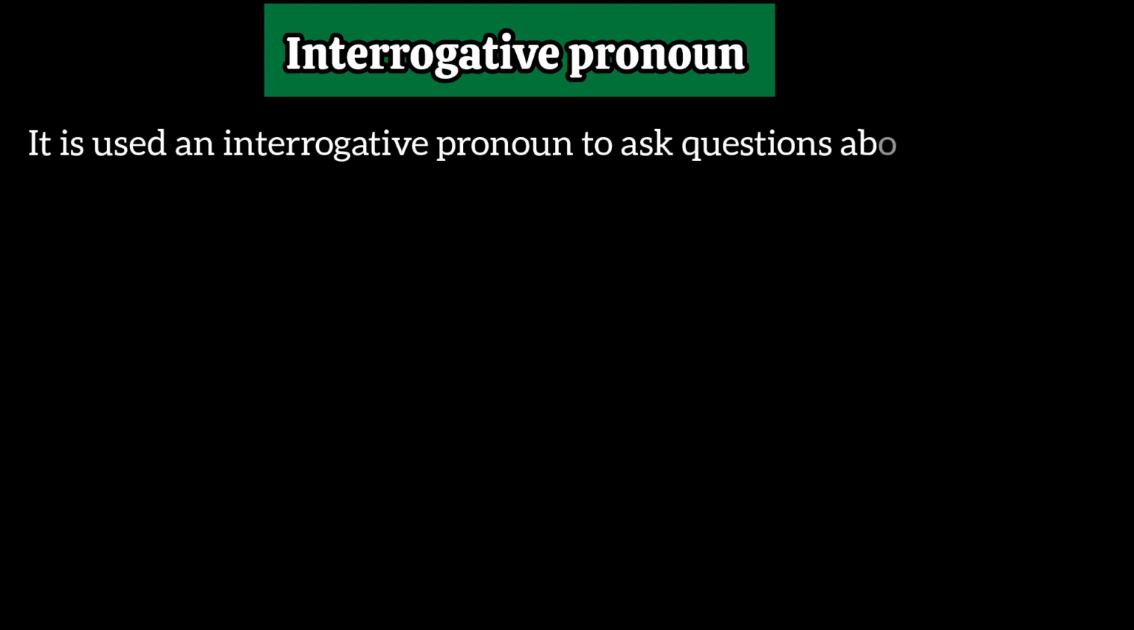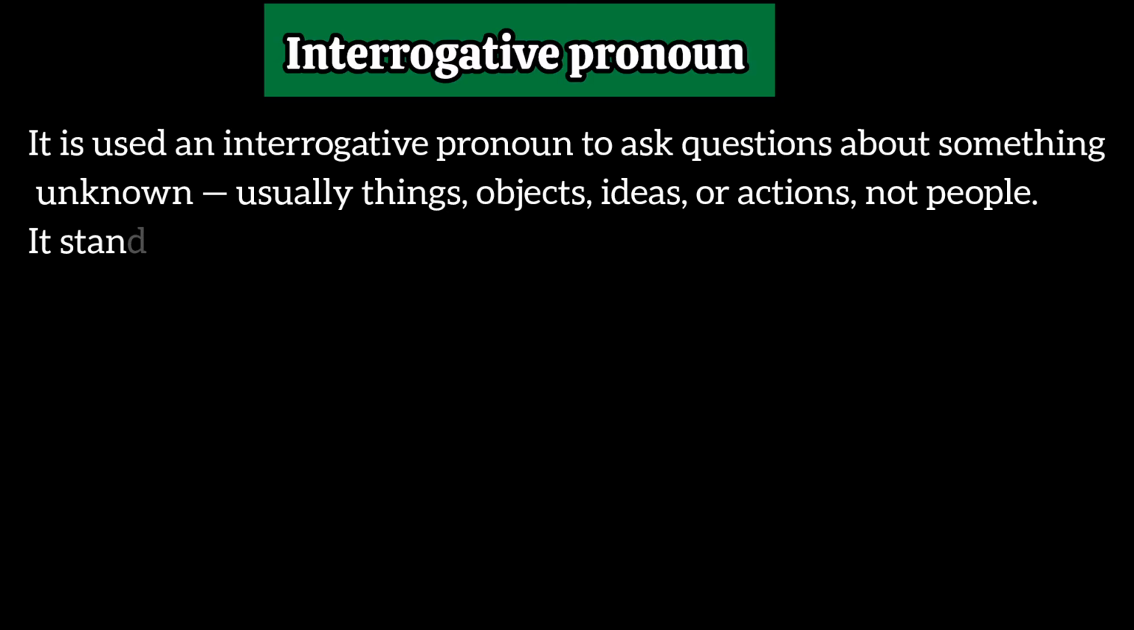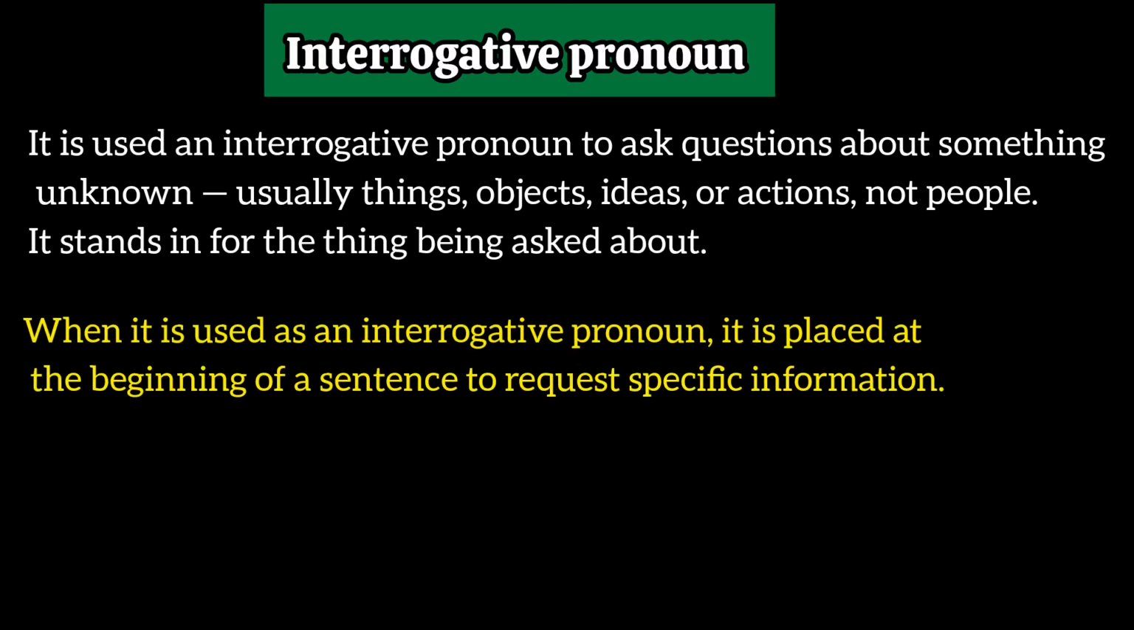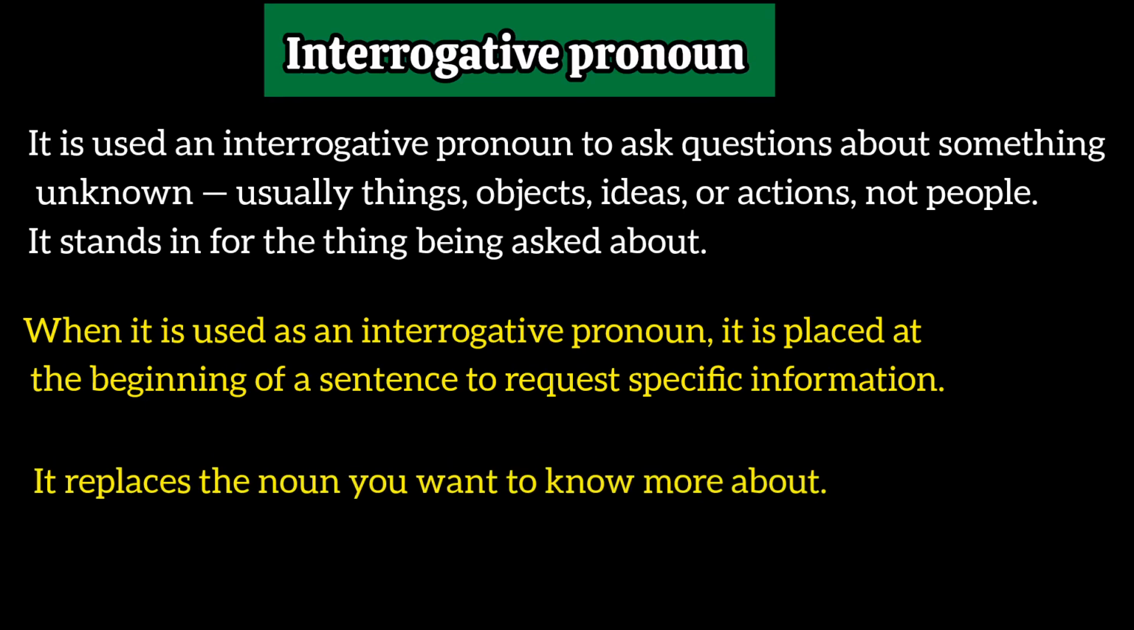It is used in interrogative pronoun to ask questions about something unknown, usually things, objects, ideas, or actions, not people. It stands in for the thing being asked about. What does it mean? Simply, it means that when it is used as an interrogative pronoun, it is placed at the beginning of a sentence to request specific information. It replaces the noun you want to know more about. In this usage, it doesn't refer to anything specific until it is answered.